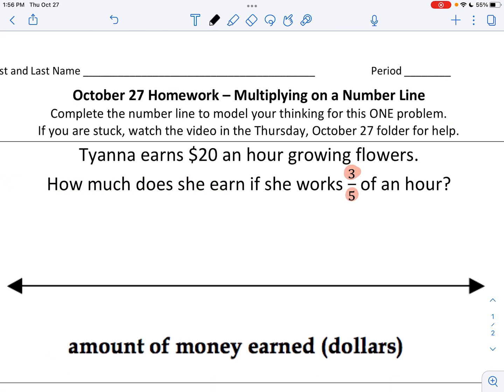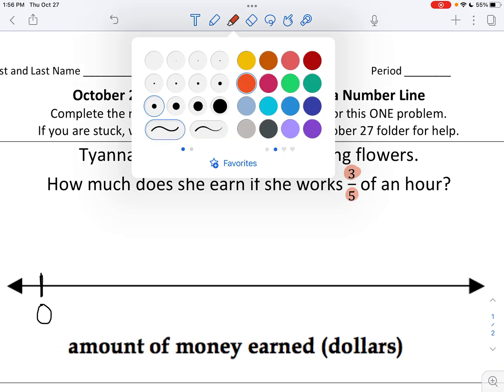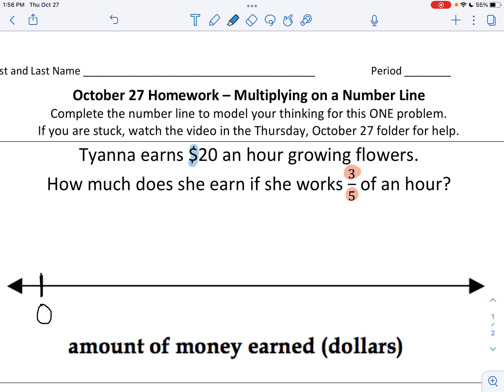So I am going to add on my number line down here a 0 for $0. And I also notice on the bottom of my number line, it says the amount of money that's been earned in dollars. If Tiana worked for an entire hour, they would earn $20 an hour. I'm going to put $20 here at the end of my number line. I know that I can end with 20 because she's worked less than this amount.